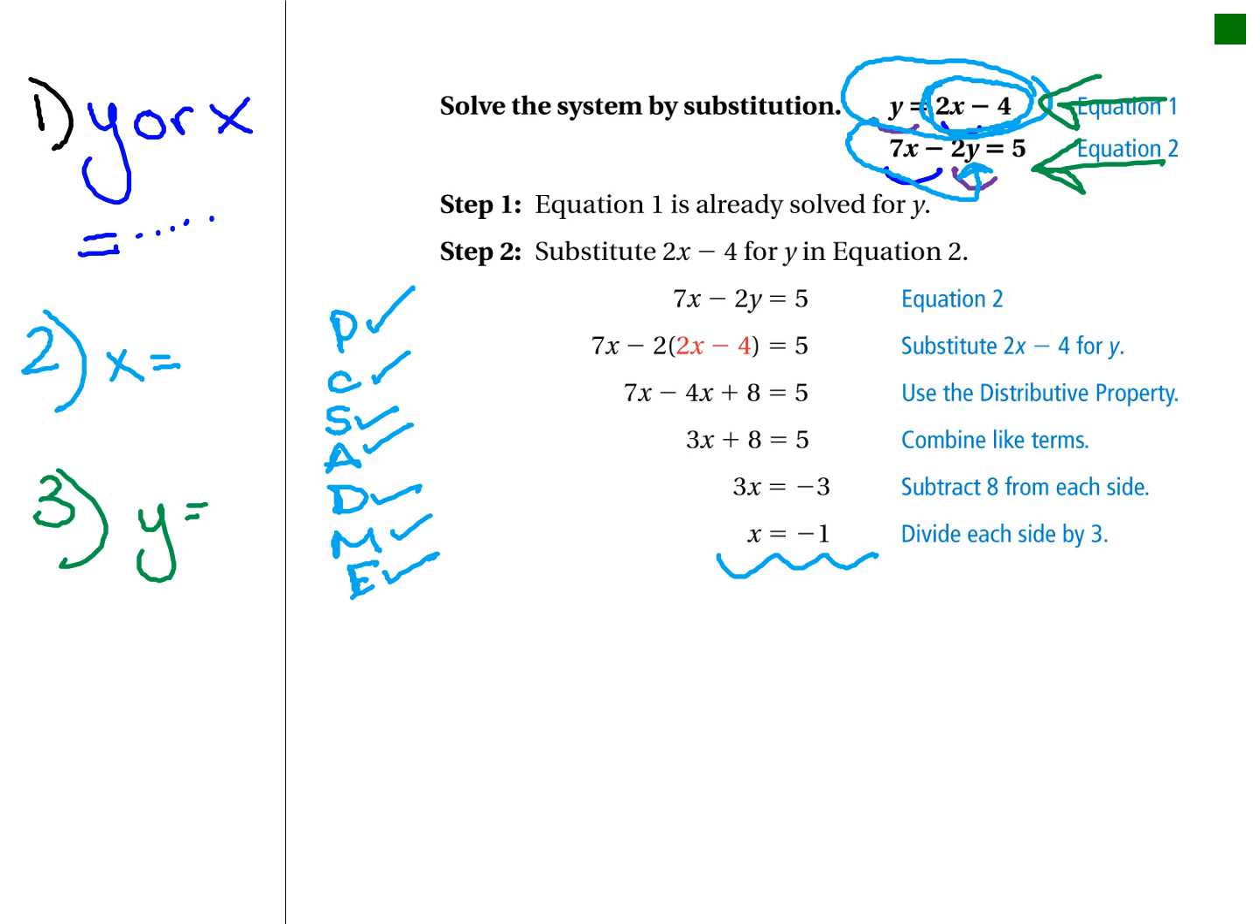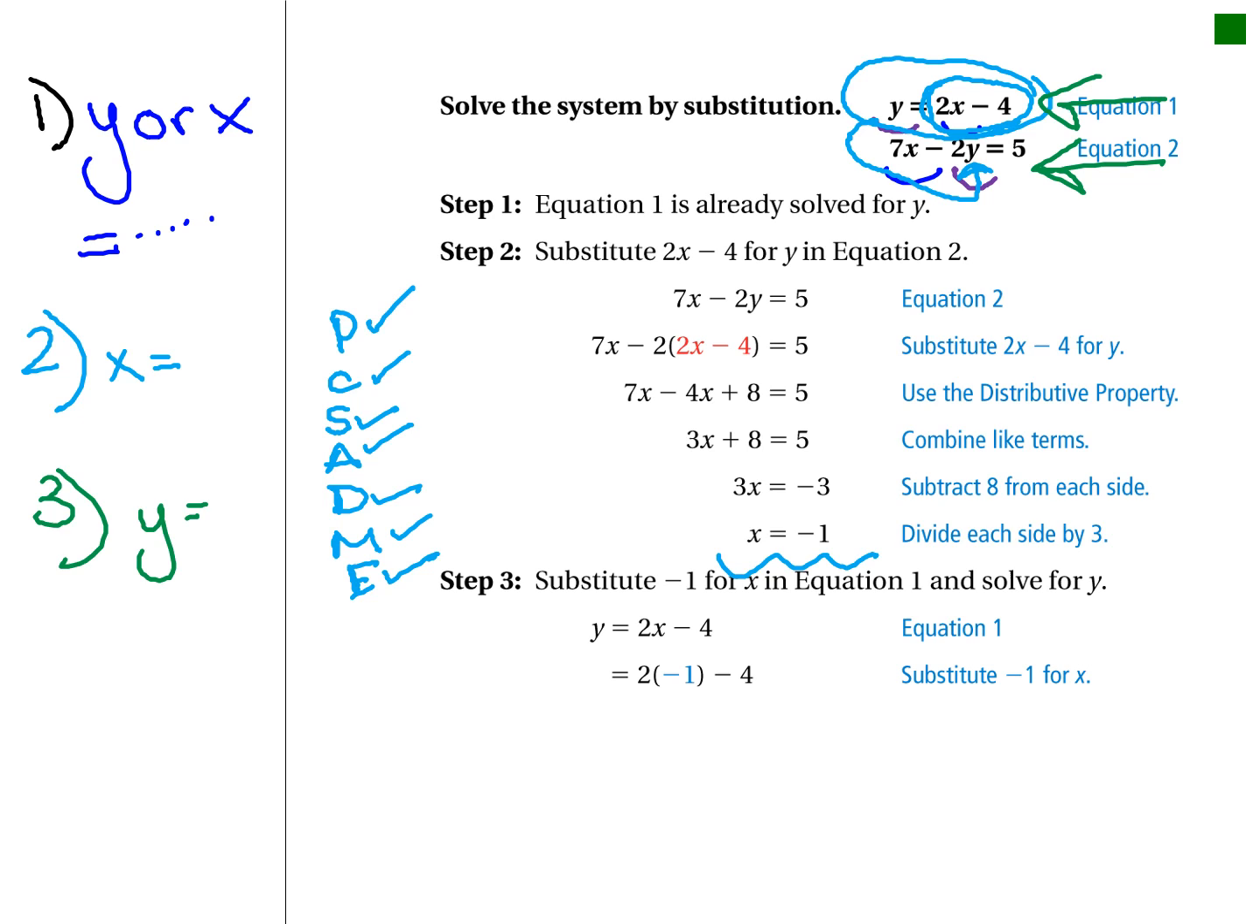Which one you plug it into is up to you, but I do suggest you use the easiest equation out of y equals 2x minus 4 and 7x minus 2y equals 5. The first one looks the easiest, so go with that one. That is what we're going to do. Let's go ahead and plug in -1 into y equals 2x minus 4. And then we're going to finish solving for y.